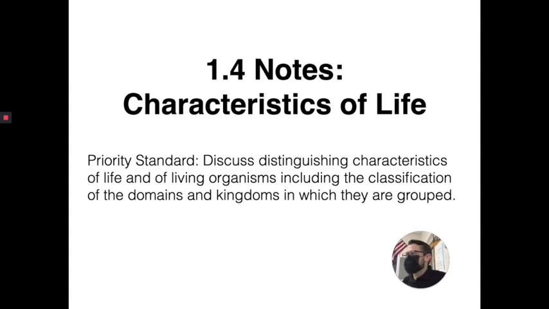So now we're actually jumping into some real biology stuff. And the new priority standard that we have here: discuss distinguishing characteristics of life and of living organisms, including the classification of the domains and kingdoms in which they are grouped. So what we're going to be focusing on in this unit, Unit 1B, is what makes something alive, and how do we go about categorizing and grouping living things? So how do we describe what life is? Okay, that's kind of the focus that we have here.